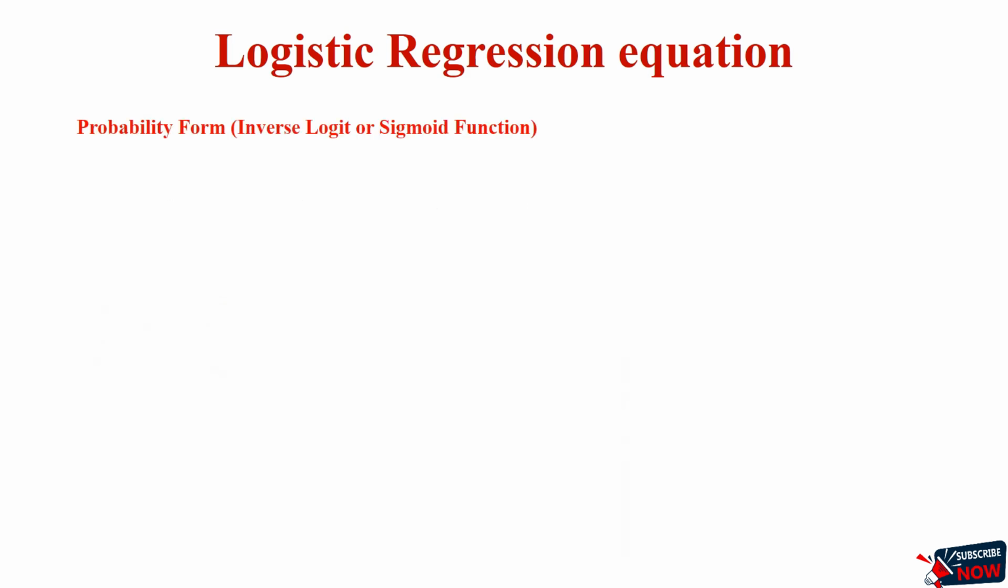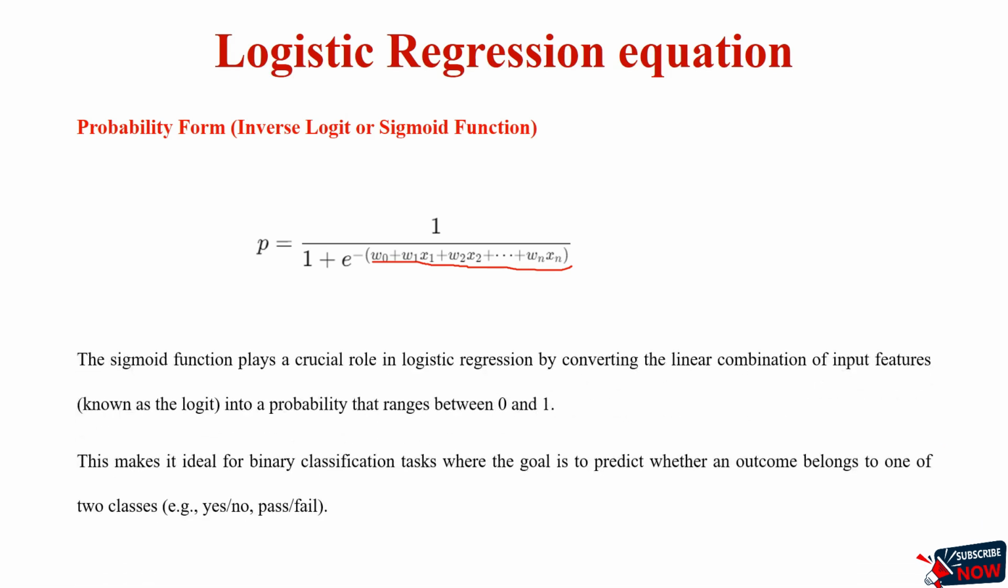The next function which we need to be familiar with is the inverse logit or sigmoid function. P is equal to 1 divided by 1 plus e to the power minus, and the whole expression comes in: intercept plus W1x1, W2x2, and it goes on. The sigmoid function, or the inverse logit function, plays an important role in logistic regression.